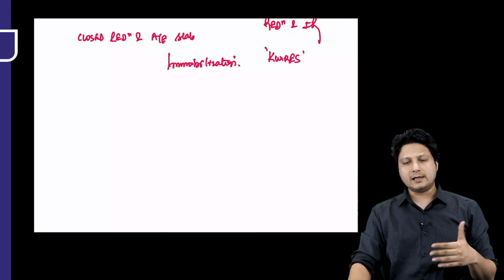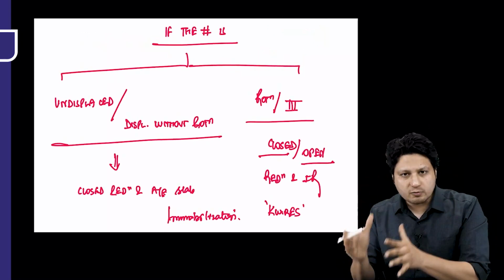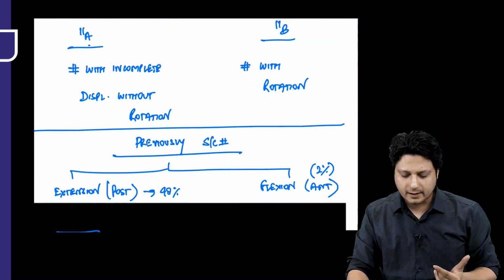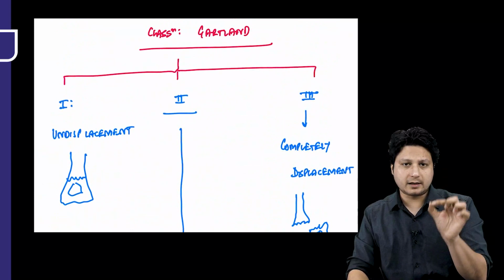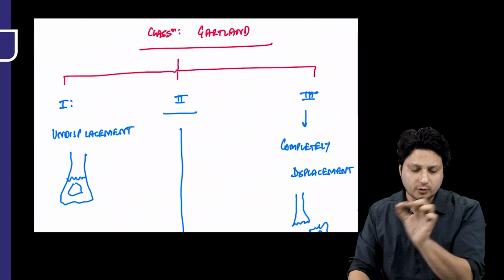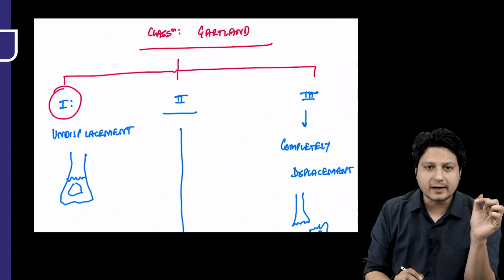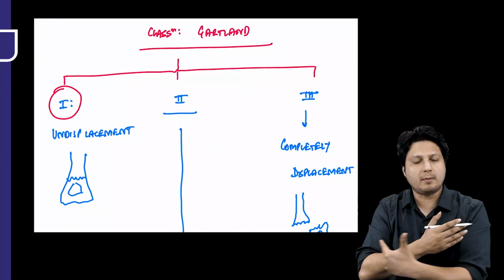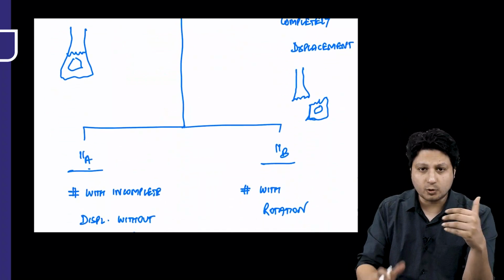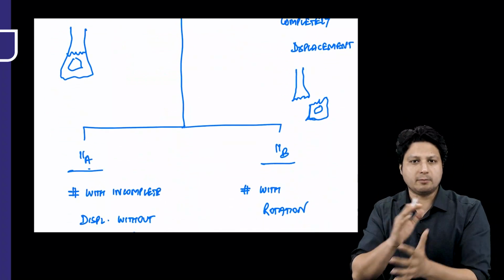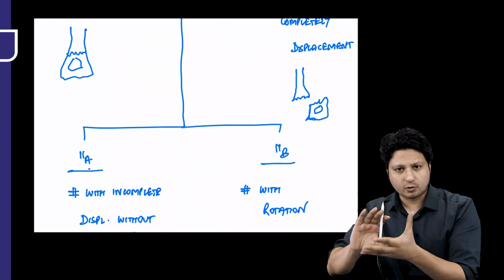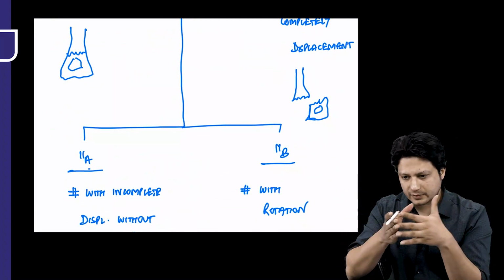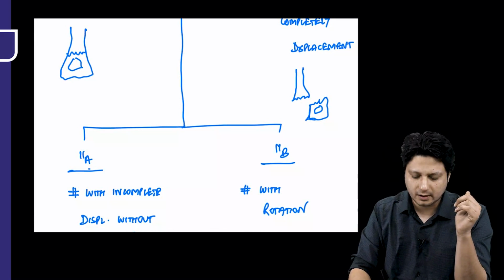As you can very clearly realize, this management protocol is based on the classification system. As I told you, the classification was dictating the management protocol. Like type 1, what is the management? It is closed reduction, or without reduction also, just by above elbow slab immobilization. Type 2A, you can go for reduction and immobilization. But type 2B, if there is rotational abnormality, fix it by the placement of K wires. And once it is completely displaced, again you have to go for the fixation.